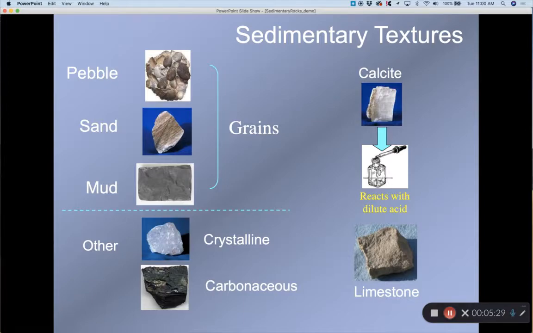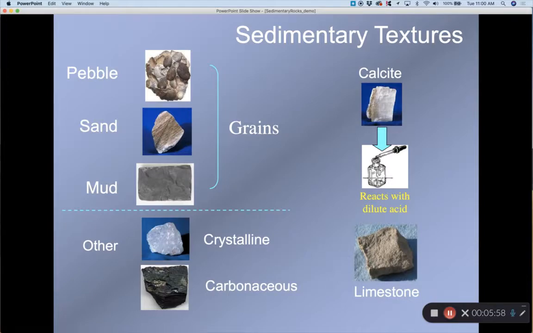Sedimentary textures are relatively simple because sedimentary rocks are composed of grains of mineral that become cemented or glued together. We classify sedimentary rocks primarily on the basis of the size of the particles that make up the rock. So we have rocks that are produced primarily from pebble-sized particles. We have rocks that are produced primarily from sand-sized particles, and rocks that are produced primarily from mud-sized particles.